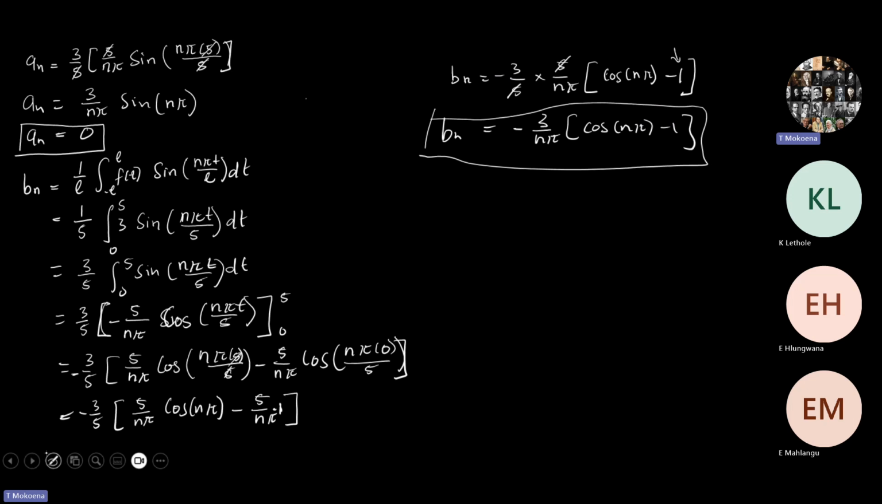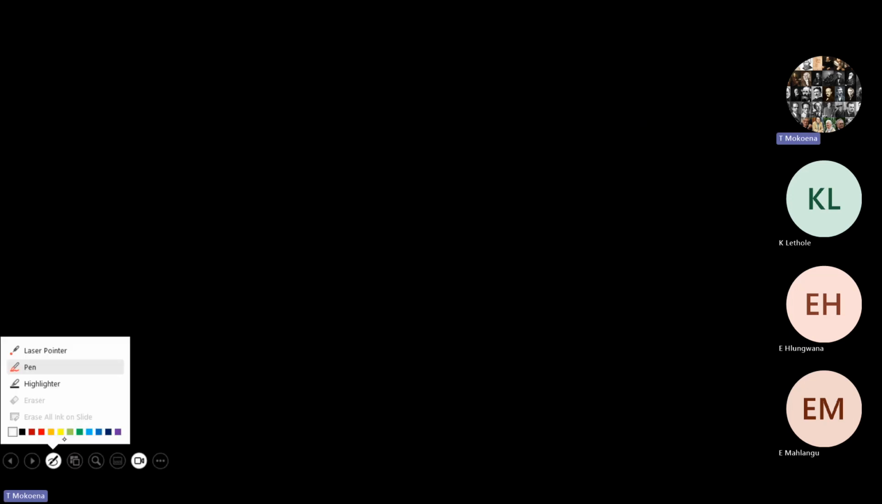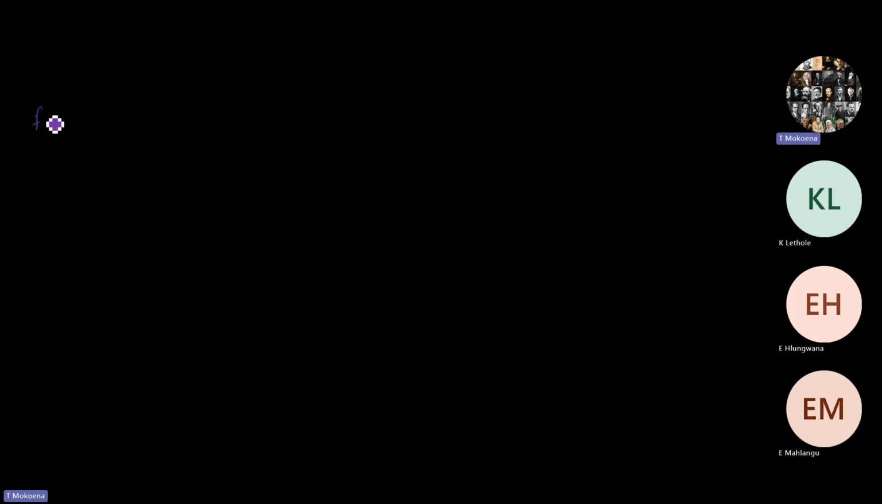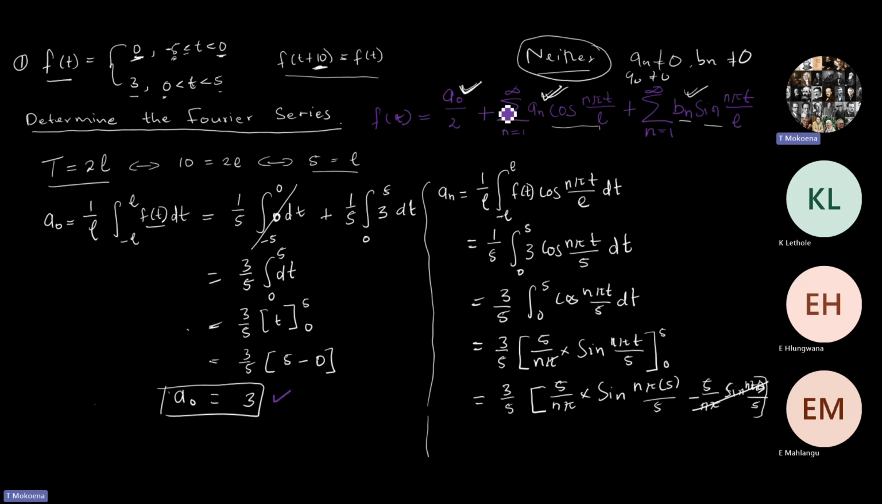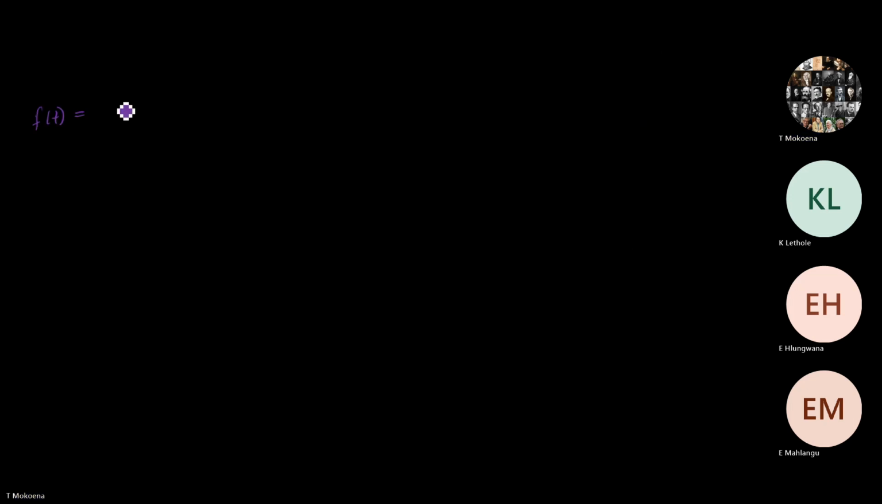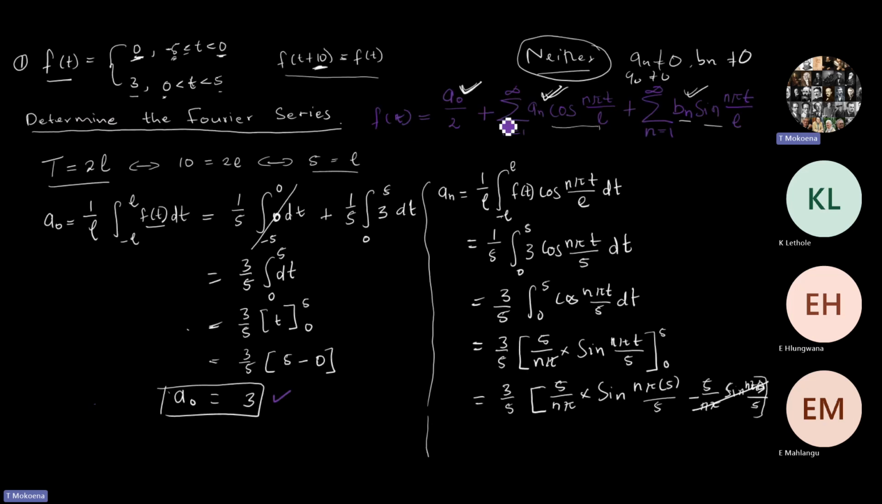Now to represent this as our final answer, we're going to say that f at t is equal to, let's go back. Remember, our a sub naught is 3. We're going to substitute 3 over there, meaning we have 3 over 2, plus, now, remember, this is a sum. So what does that mean? Our n runs from 1 to infinity. So we can just write 3 terms, starting from n equals 1, n equals 2, and then n equals 3.